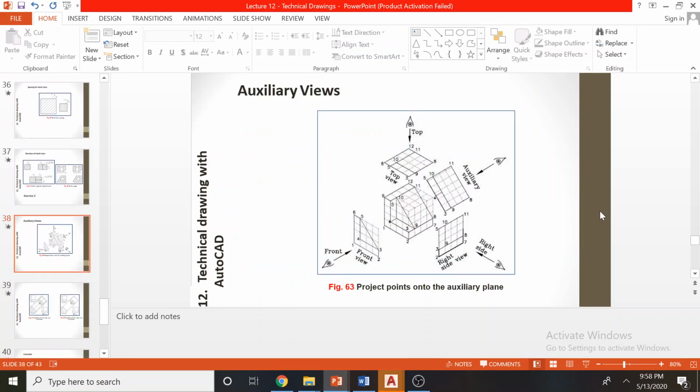And now we have auxiliary views. So we have the fundamentals: front, right, and top. If you want to show more information, this may be heavily used in architecture. Say this is the roof of a building. If you want to show the roof information clearly, you have to generate an auxiliary view. That means you are directly looking at this slanted plane, and you draw whatever you see in this plane. So this is called an auxiliary view.